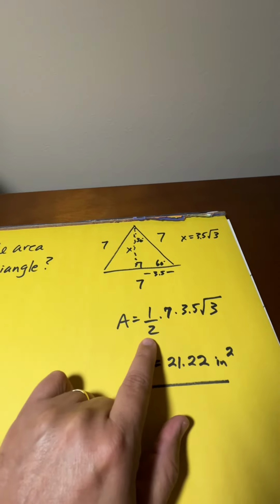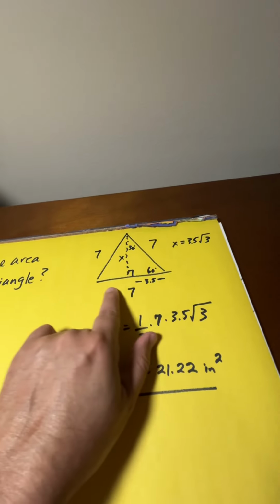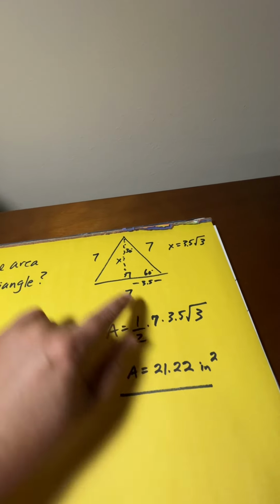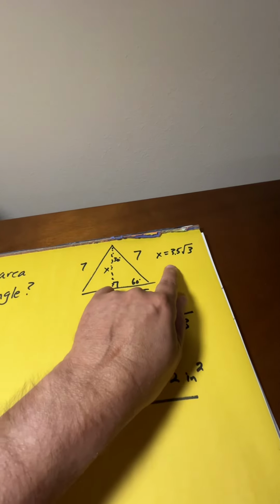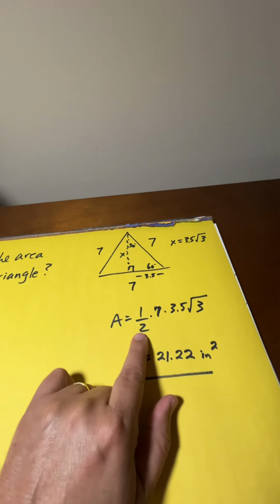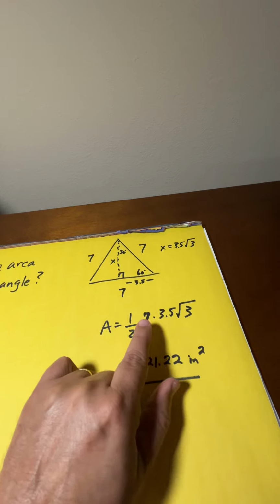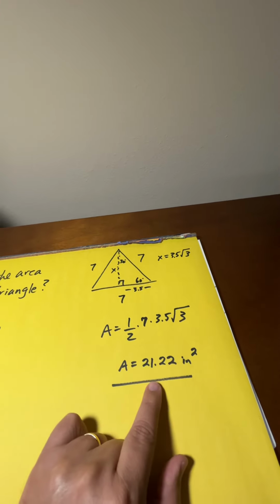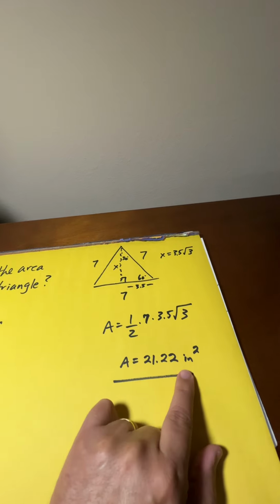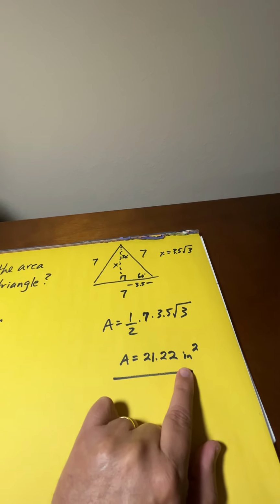So the area is 1/2 the base, because the entire base is 7, times the altitude, this distance here, which is this, and I'm getting that from up there. 1/2 of 7 is 3.5, so I have 3.5 times 3.5 times the square root of 3, and that's going to be 21.22 square inches for the area there.